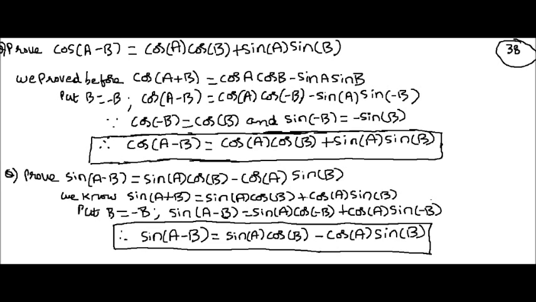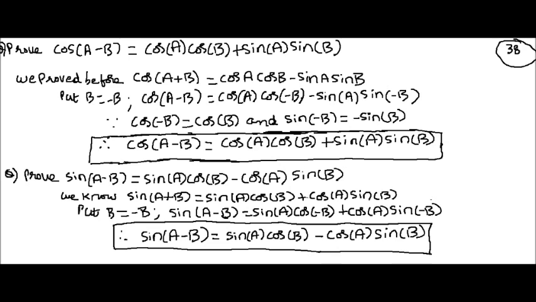We need to prove that. So we know cos(a + b) is cos a cos b minus sin a sin b. Now if you put b equal to minus b, then we have cos a cos of minus b minus sin a sin of minus b. But we know cos of minus b is cos b and sin of minus b is minus sin b. If you substitute that, we have cos(a − b) as cos a cos b plus sin a sin b.